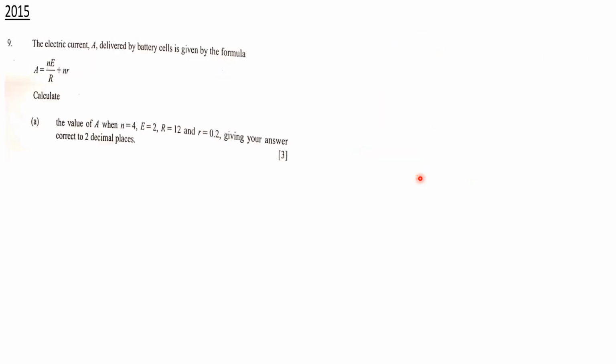Moving right along, we have our next question. It says, the electric current A delivered by battery cells is given by the formula A equals N times E all over R plus nr. Calculate the value of A when N equals 4, E equals 2, capital R equals 12, and small r equals 0.2. Give your answer correct to 2 decimal places.